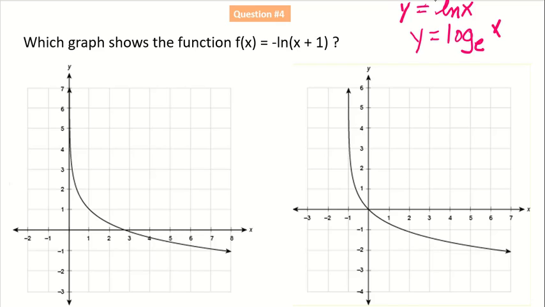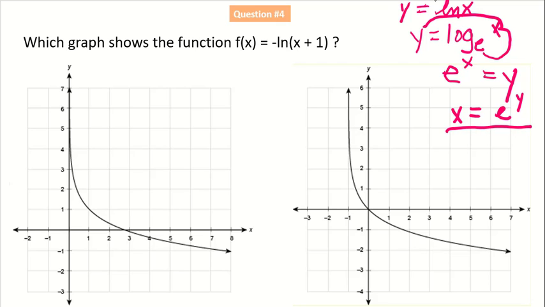So what that means is, if you remember what logarithms are, e to the x power equals y. So we can write that this way. E to the x power equals y. Now interchange your x and your y, so it becomes x equals e to the y. Alright, and that's what we'll be graphing. We simply find values for y and solve for x.